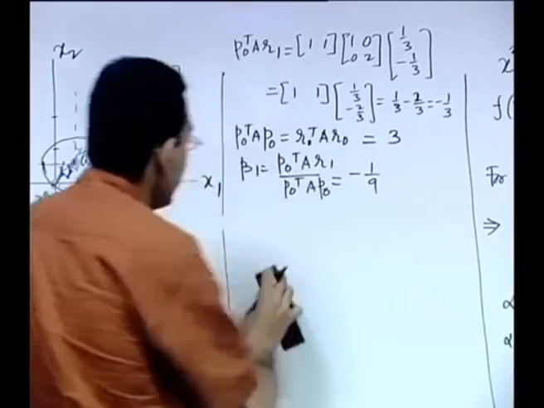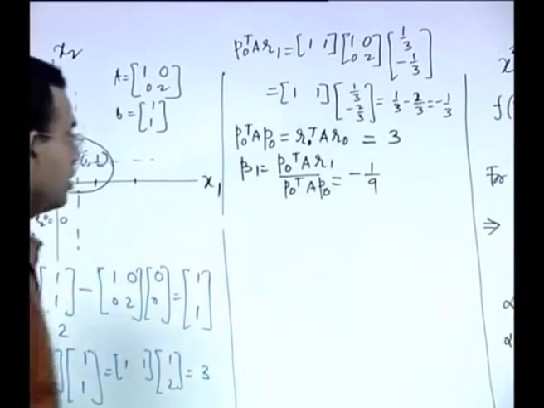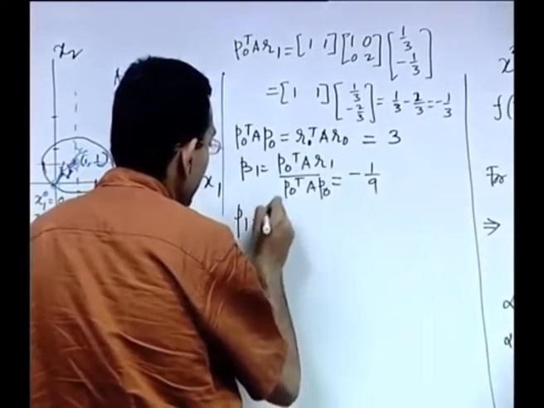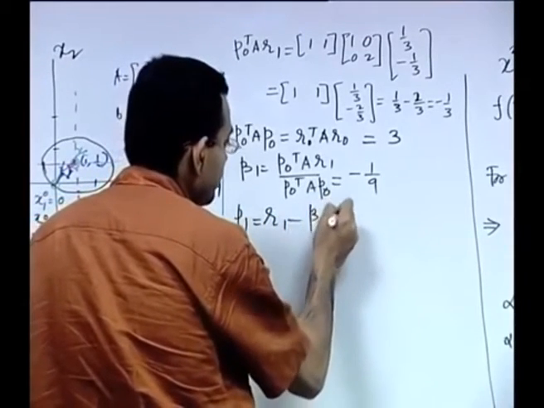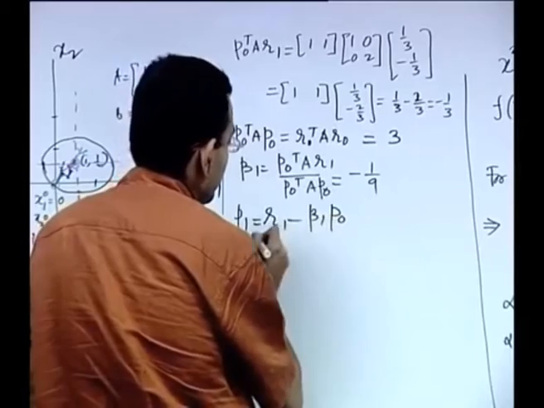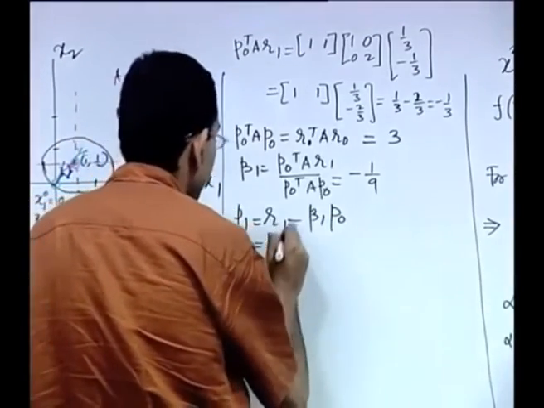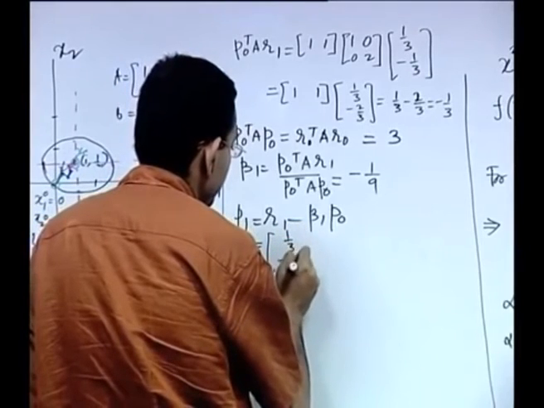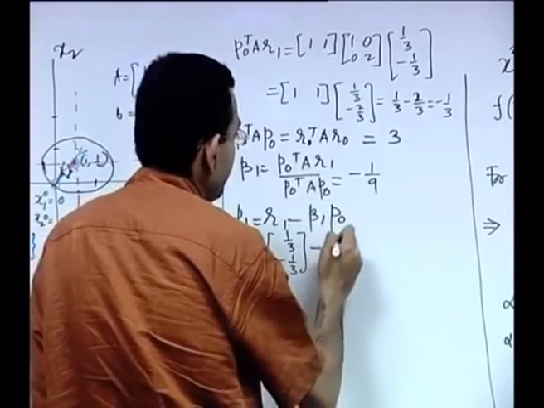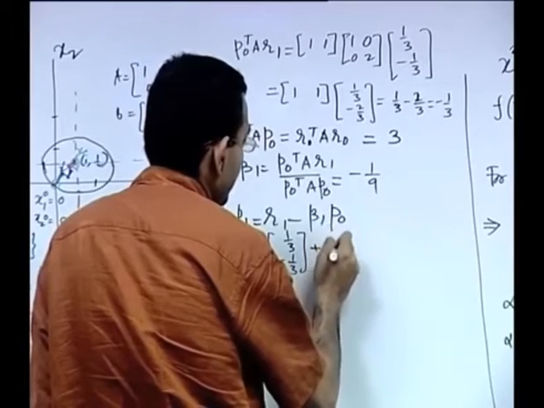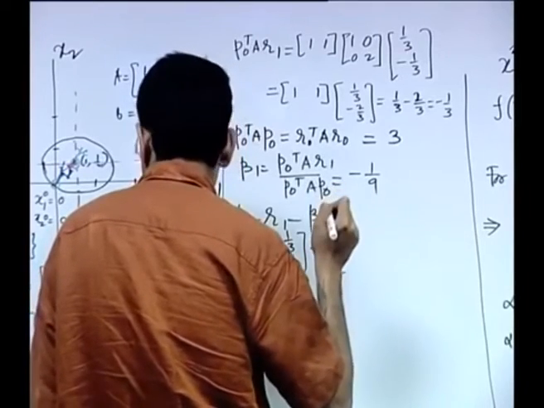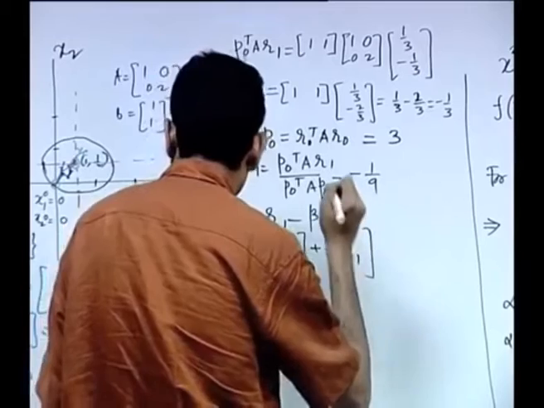So that will lead to the calculation of P1. P1 is equal to R1 minus beta 1 P0. So R1 is 1/3, minus 1/3, minus beta 1, so plus 1 by 9. P0 is same as R0, that is 1, 1.